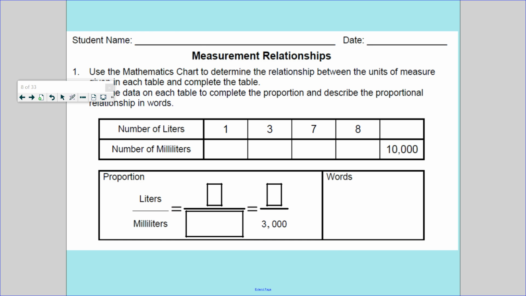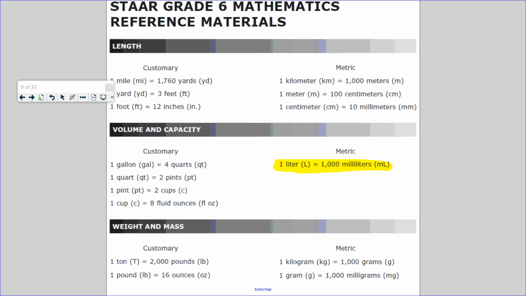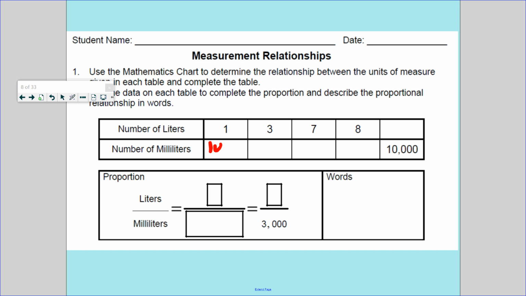Using a mathematics chart that looks like this, you're going to determine the relationship between different units like liters and milliliters. So let's look here. A highlight for you: 1 liter has 1,000 milliliters. If you have 3 liters, how many milliliters? Each liter has 1,000, so 3 liters times 1,000 will be 3,000. 7 liters would be 7,000. 8 liters will be 8,000.